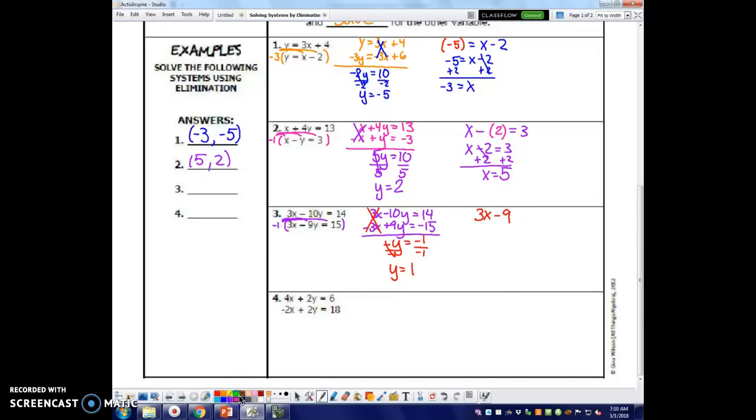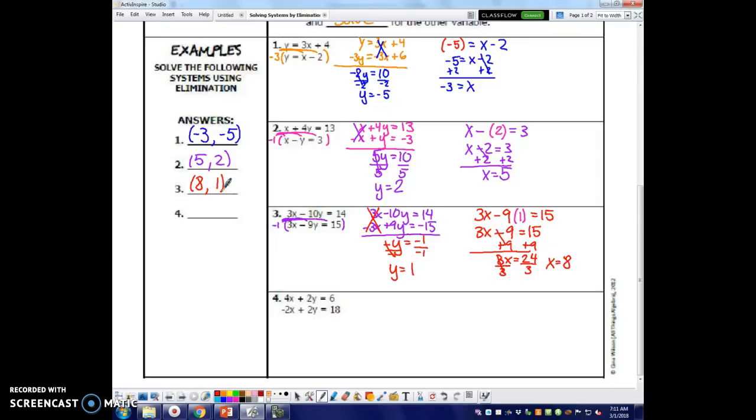-9, 1 equals 15. So I just substituted 1 instead of y, because that's what y is. So we have 3x, -9 times 1 is -9, equals 15. So now we need to add the 9. So we have 3x equals, what's 15 plus 9? 24. Then divide by 3. X equals 8. We always write x first, so we have 8, 1.